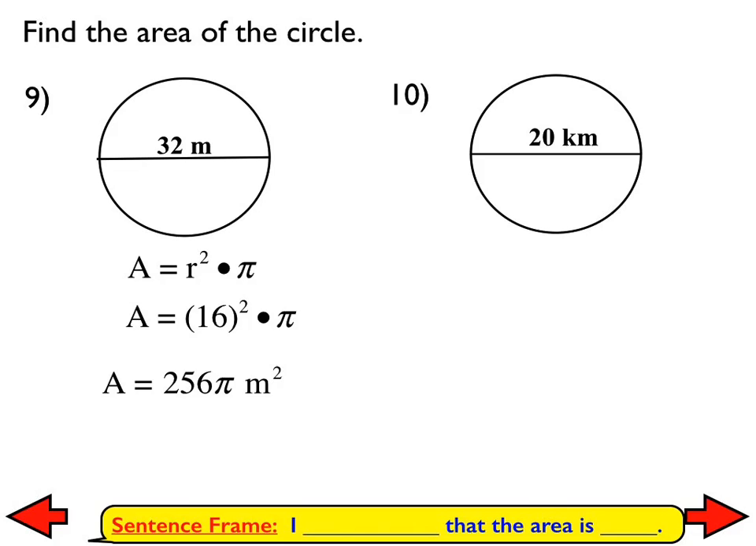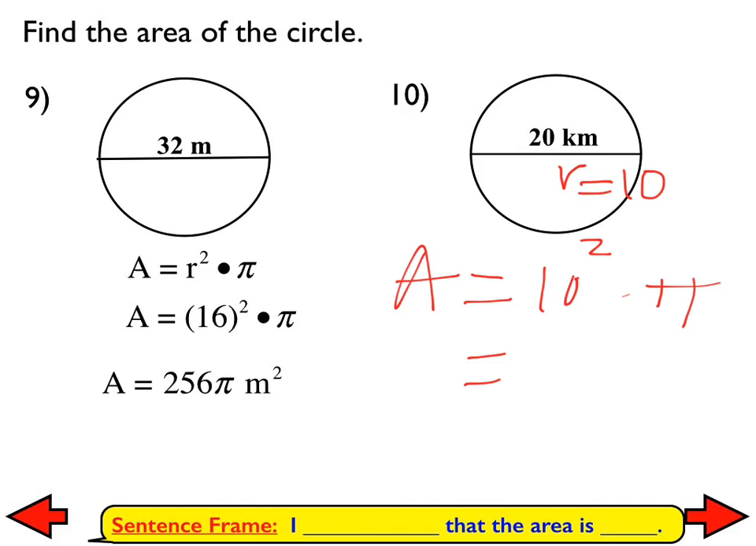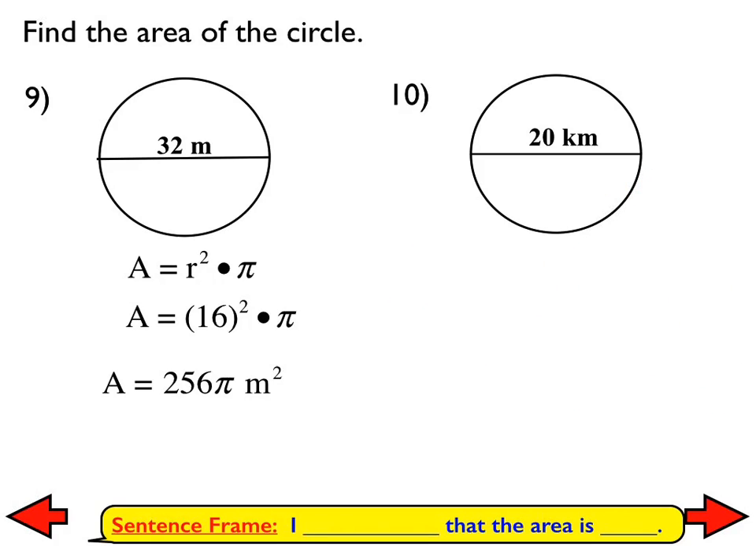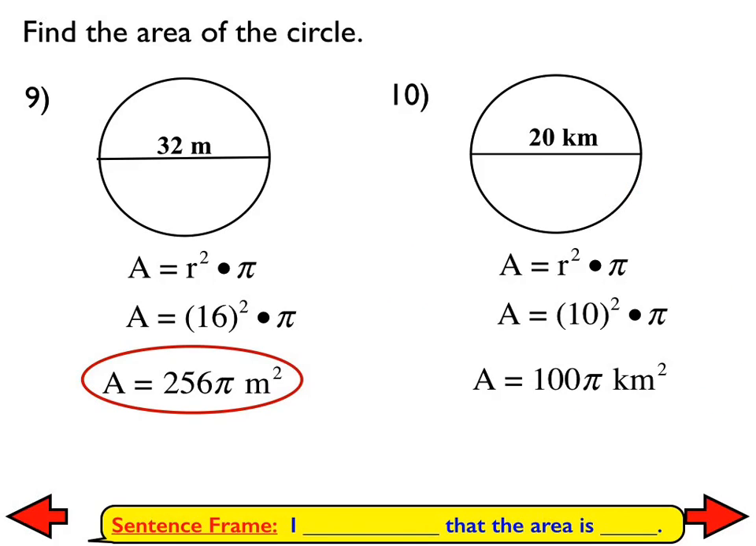In number 10, we do not have the radius. That 20 is going all the way across, therefore it is the diameter. The radius is 10. It's 10 halfway across. So the area is 10 to the second power, the radius squared times pi. 10 squared is 100, so it is 100 pi kilometers squared. We need the radius to find the area.